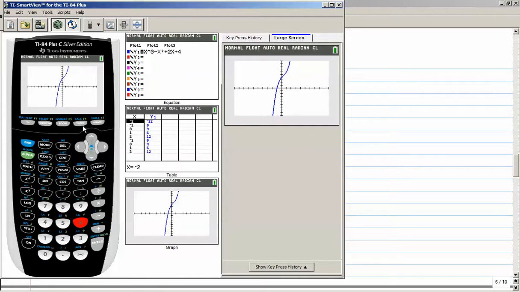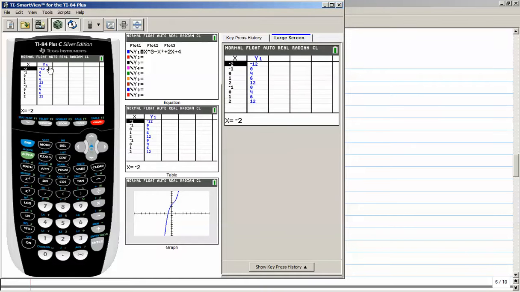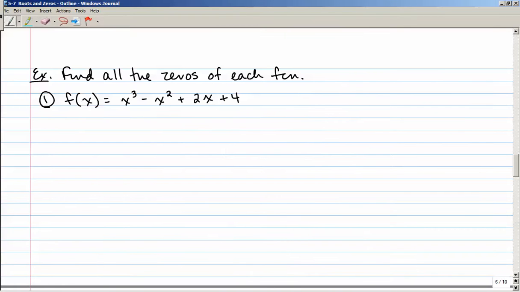I think I'll confirm that by going to the table. Let's go to the table. Actually, I have negative 1 in there. It's actually my second number already. So when x is negative 1, y is 0. So yes, I do have one real zero at x equals negative 1. So from the graph, I got that x equals negative 1. So there's one real zero.